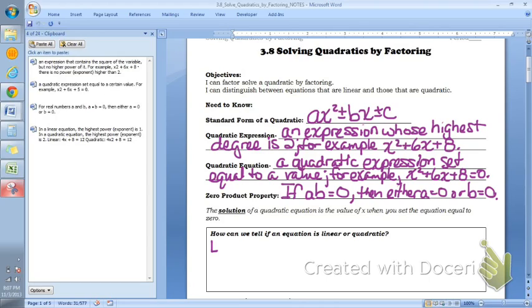So A and B have to be any real number. And yes, if you multiply any two real numbers together and they're equal to 0, then one of them has to be 0. They could possibly both be 0, but only one of them has to be 0.